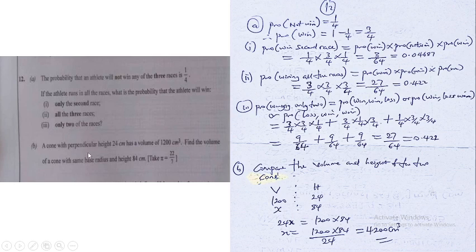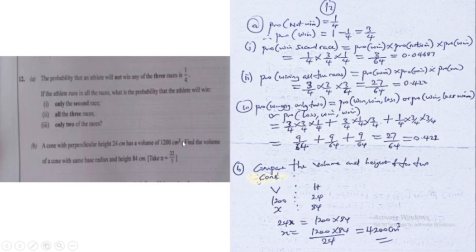Question number 12B is on a cone. A cone with perpendicular height 24 centimeters has a volume of 120 centimeter cube. So once we know the height of the first cone, we also know the volume of the first cone. Find the volume of a cone with the same radius of height 84 centimeters. So now that means the two cones have something in common. They are of the same radius. So now that we know the height of the first one and the height of the second one, we can compare the height against the volume.